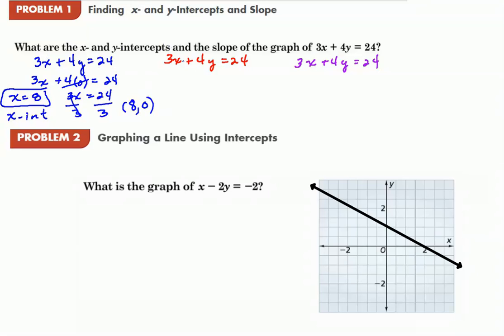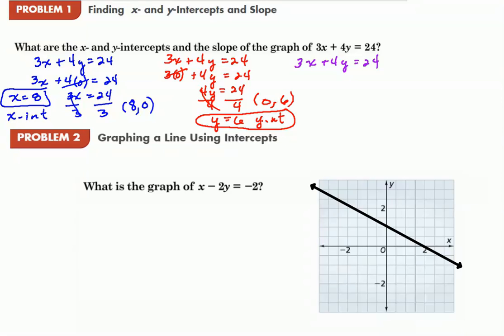Now for the one in red, we're going to use that to find our y-intercept. To find our y-intercept, we're going to make x be 0. So therefore this would be 3 times 0 plus 4y equals 24. The 3 times 0 is going to be 0, and I'm left with 4y equal to 24. Divide both sides by 4, and so y will equal 6. So this is going to give us the y-intercept. Now, the point for that would be when x is 0, the y would be 6.